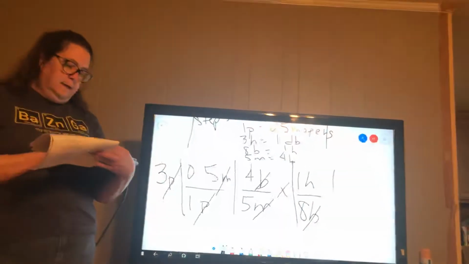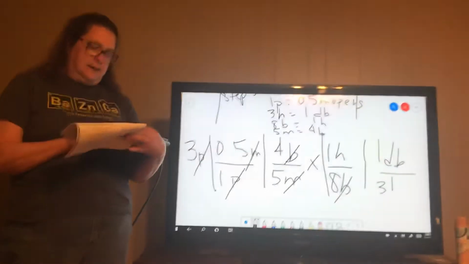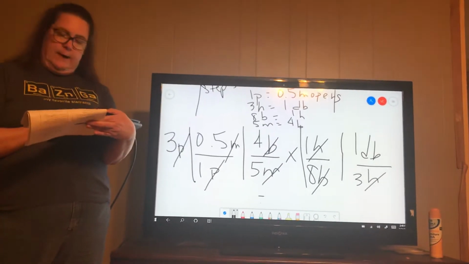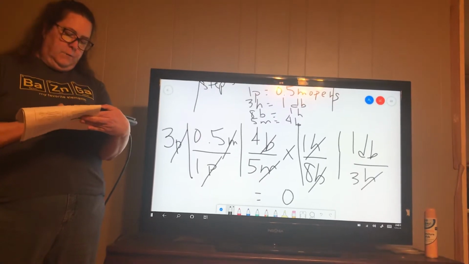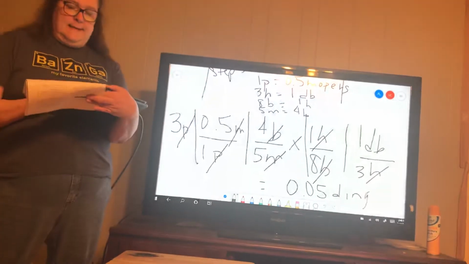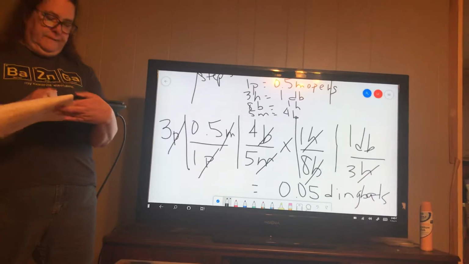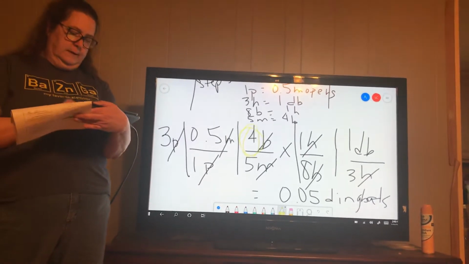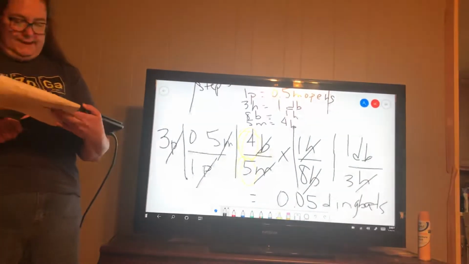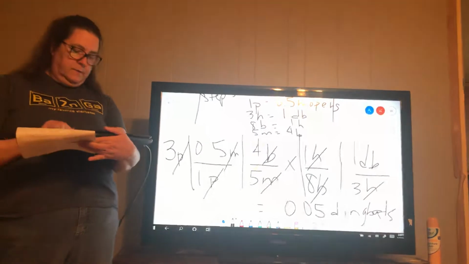And then 1 dingbat is 3 hedgehogs, so the hedgehogs cancel out. So when I'm writing it, I get 0.05 dingbats. And that fits my significant figures, because the smallest number of significant figures is this, 1. See, there is the small sig fig. So my answer has to be in 1 sig fig. So that's slide 5. Okay?